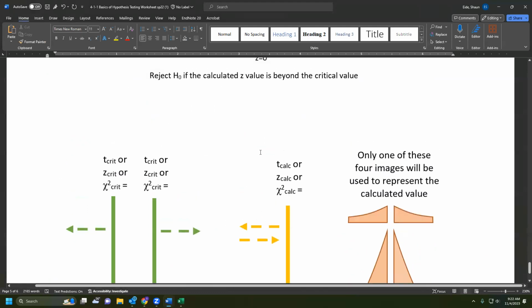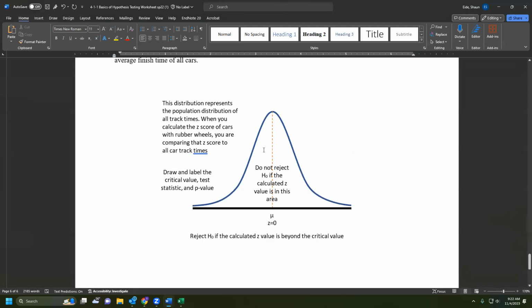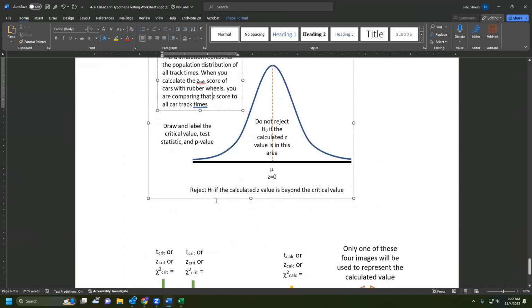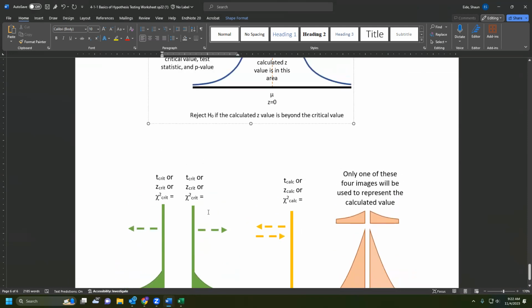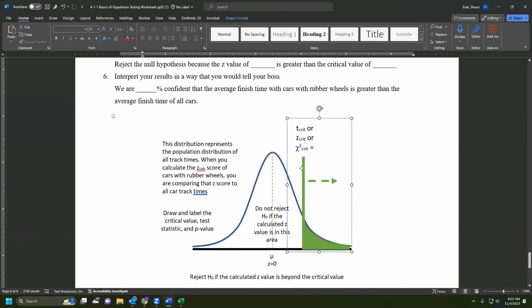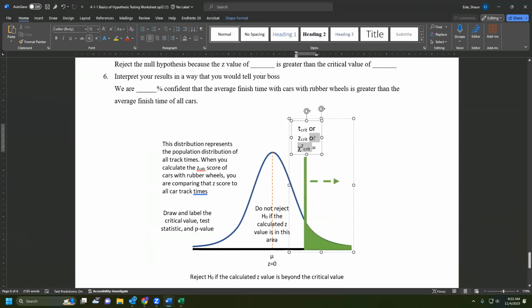Let's get a visual of this really quick. Okay, I'm going to come down to the last page. Okay, and this right here represents the distribution of the population. This distribution represents the population distribution of all track times. When we calculate the z-score, the z-calc score of cars with rubber wheels, you're comparing that z-calc to all track times. Okay, so we're going to come right up here, and we're going to put this right here because it's an upper tail test.